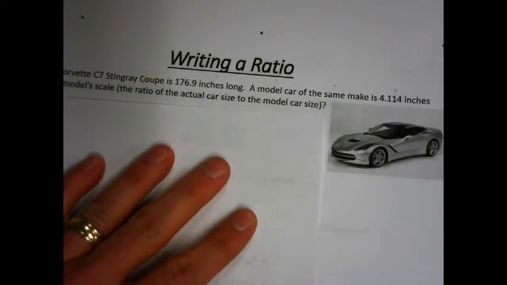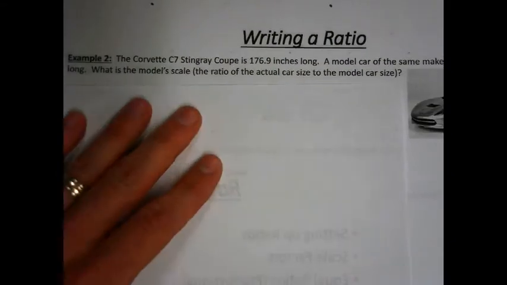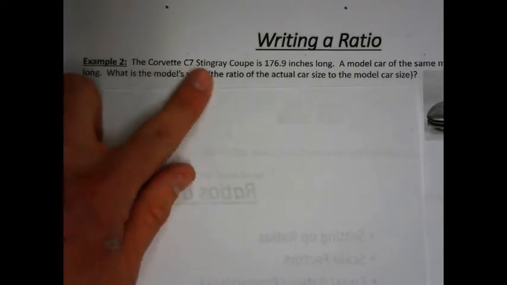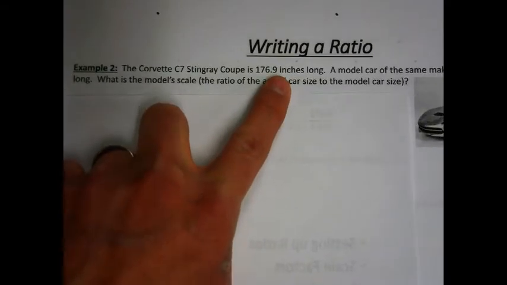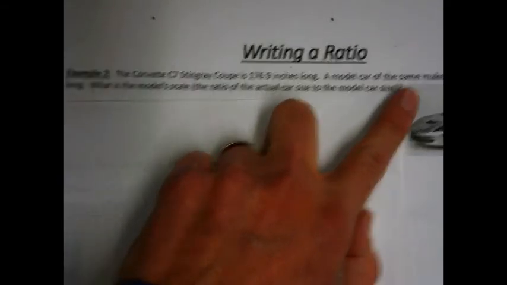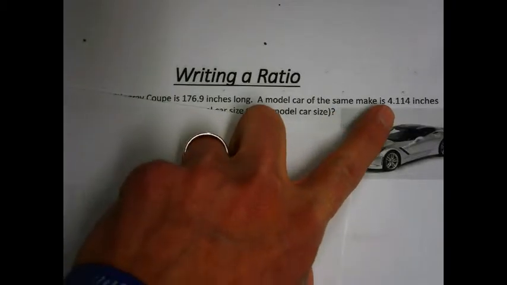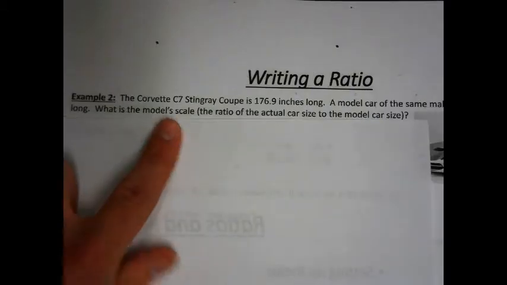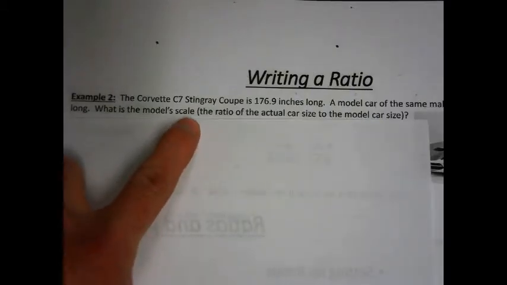It's the same type of thing. Yay, Corvette. So this example is the same question, right? The Corvette C7 Stingray Coupe is 176.9 inches long. We've established that. Thank you, Google. Now, a model car of the same make is 4.114 inches long. So it's a tiny little model car. What is the model's scale? So now here's the actual question.